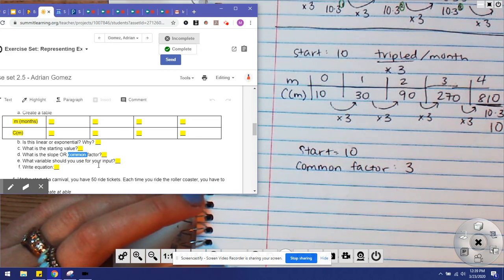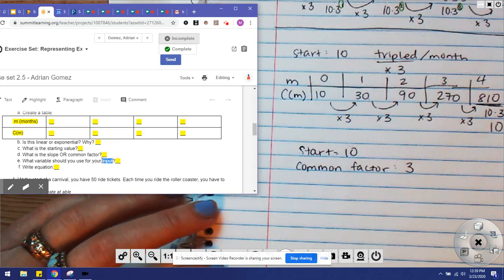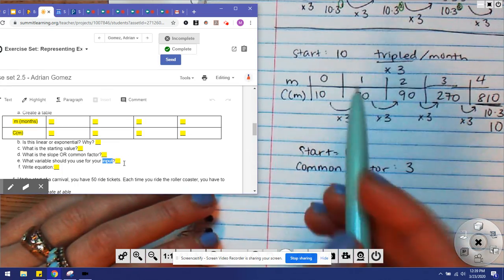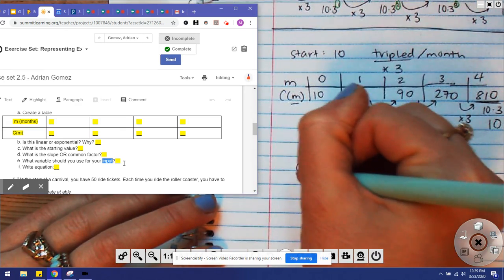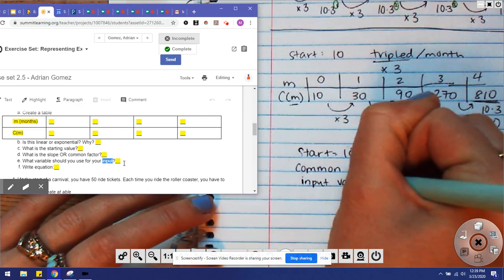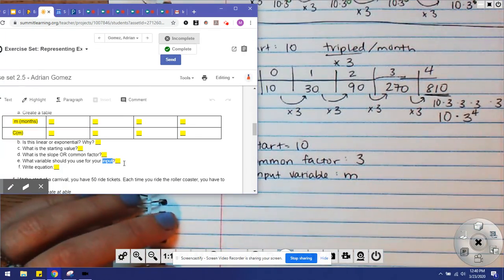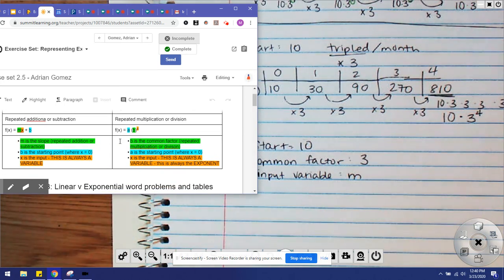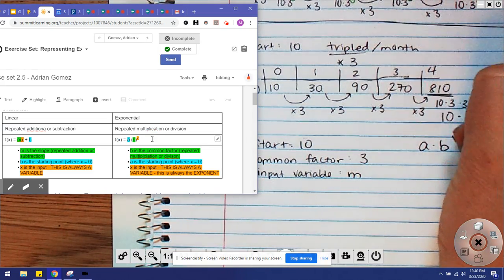Letter E asks, what variable should I use for my input? So I'm going to look at the input, which is always going to be whatever's in parentheses. Here, my input is going to be M. Now I'm going to think about, on this document, at the top, I have this cheat sheet. Is this going to be a linear or an exponential function, and which equation should I use? Since it's exponential, I know I need to use a times b to the x.